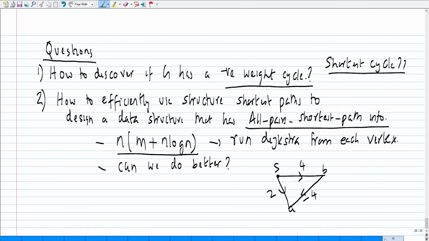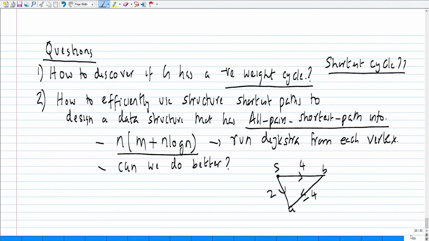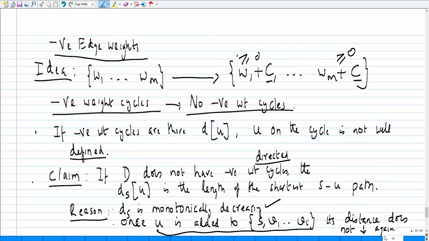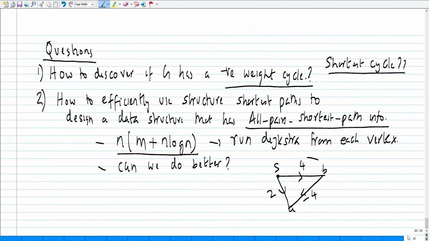So let me just go back and take this back. So this claim, I think this claim is wrong. I'm sorry for this. And the reason is that this part of the claim is correct, and if one applies this carefully, I said that once u is added, its distance does not change by the design of the algorithm. So let me just correct myself.